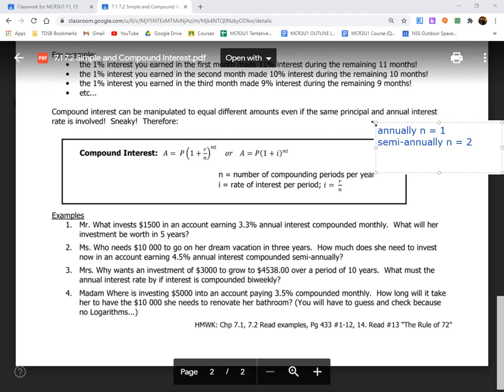Let's keep going. Leave a space. What if I said monthly? How many times am I calculating in 1 year? 12 times. So what if I said it was quarterly? How many times am I calculating in a year? 4 times, every 3 months. What if I said it was bi-monthly? 6 times, every 2 months, right?